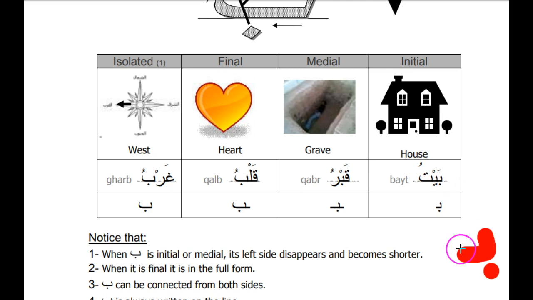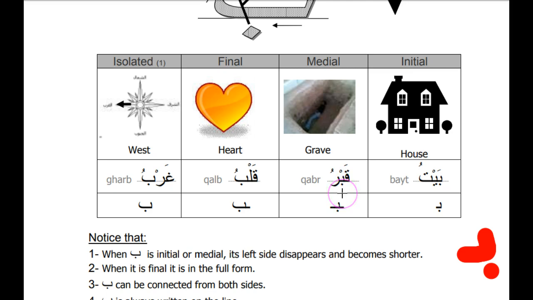Why? Because then later on we will connect it to the other letters. You see? And the example is bait. Okay, now right now you cannot read it, but you can read the transliteration. Bait means house. Bait. All right, in the middle. When it's in the middle, it looks just like this. Yeah? So, and we put the dot in the middle. The example is the word qabr. Qabr means grave.